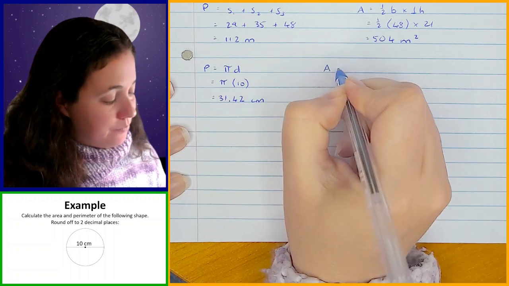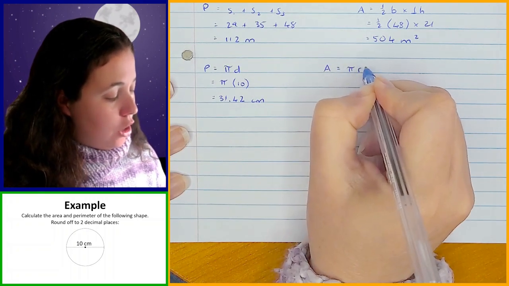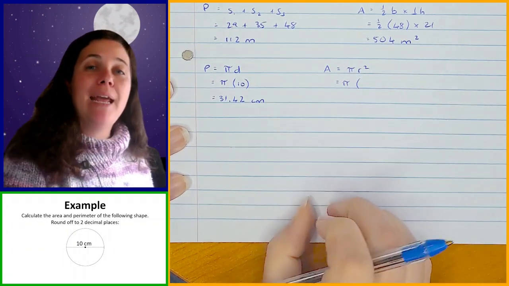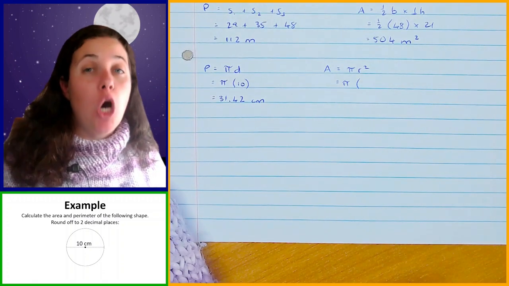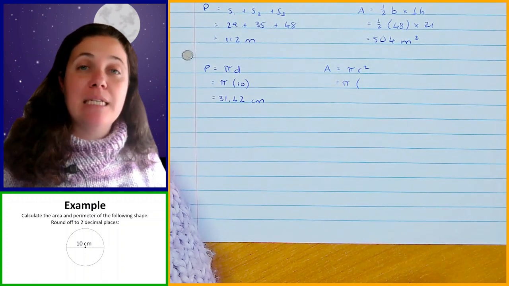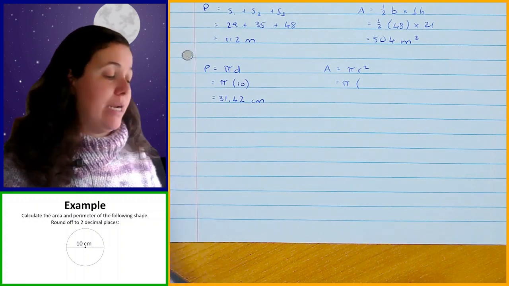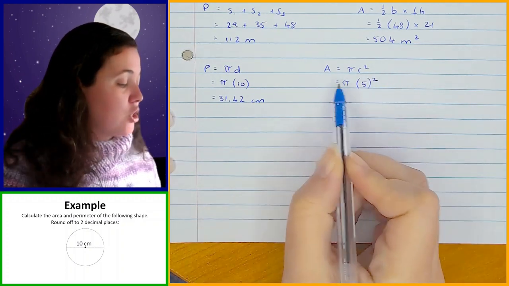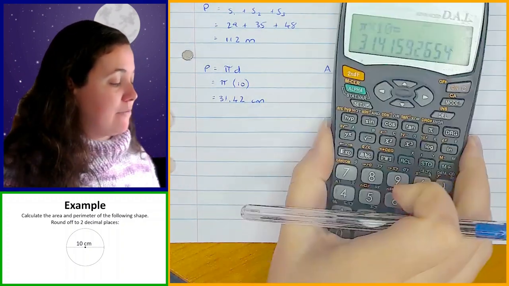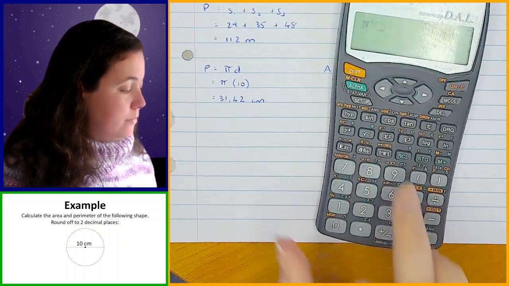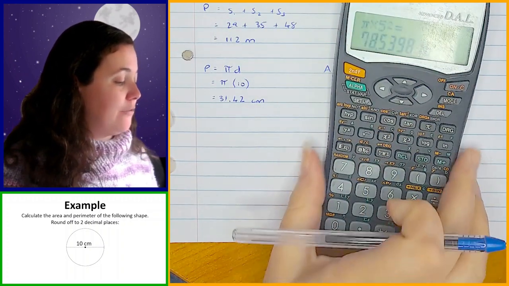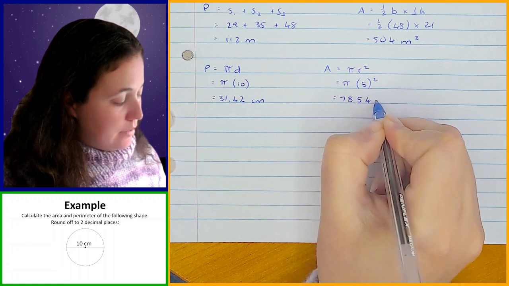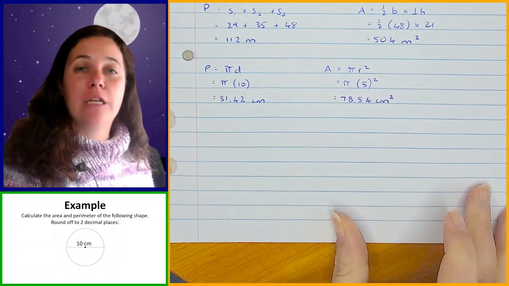Now the area is pi r squared. So first, pi, again, I keep as it is. Now the radius, remember I said, the radius is going to be half of the diameter. So if I've been given the diameter is 10, I need to halve that to get my radius. So that's half of 10, which is 5. Okay, so my radius is 5. So that's going to be pi times 5 squared, which is 78.54, because I'm rounding it off to 2 decimal places. Centimeters squared. So that's what you should get for that example.